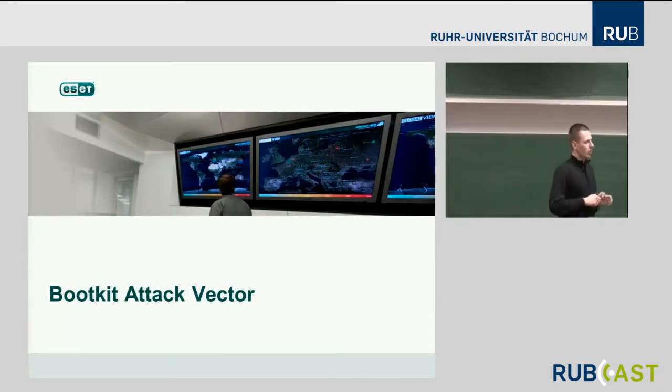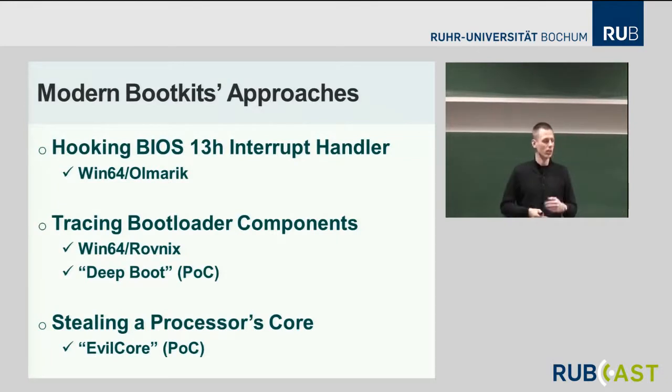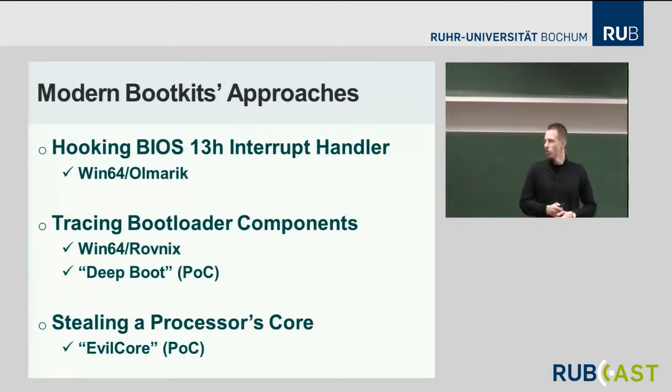Let's discuss the bootkit attack vector. What facilitates it, and what are the countermeasures against this? We can divide modern bootkit approaches in the following way. The first is hooking the INT 13 interrupt, like Almaric does. Then tracing bootloader components, like Windows 64-bit Rovnix, which is discussed here, and the dboot proof of concept, which was presented at the Echo Party conference in September of this year, a rather generic approach which targets both Linux and Microsoft Windows operating systems. And stealing the processor's core, also a novel and pretty interesting approach presented at the Ninja conference this year as a proof of concept.